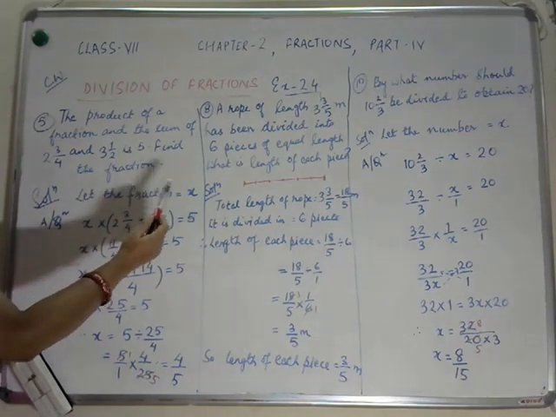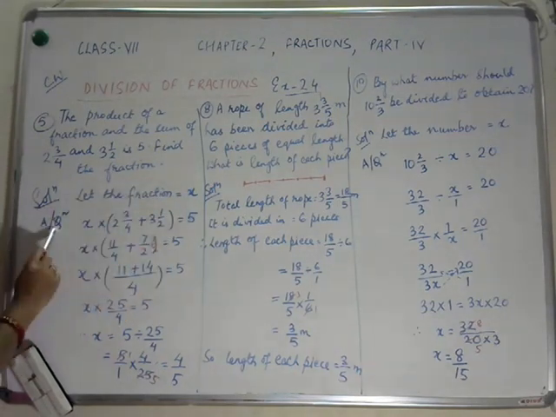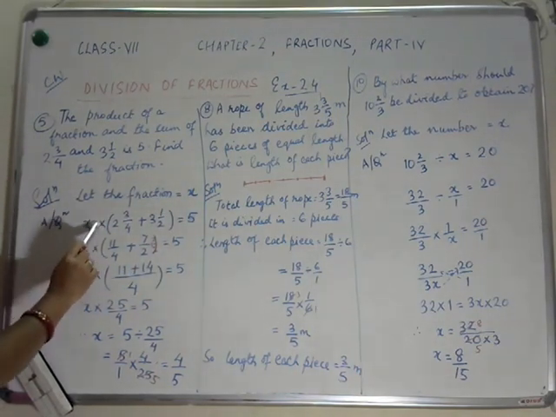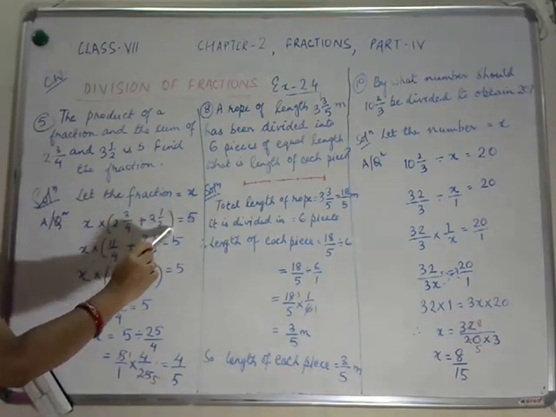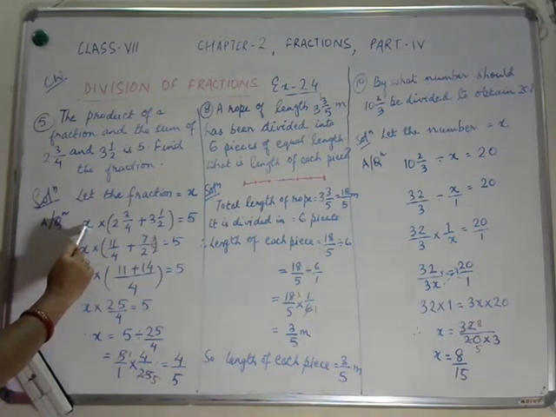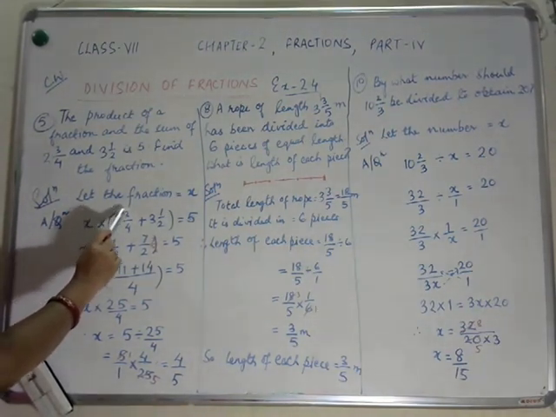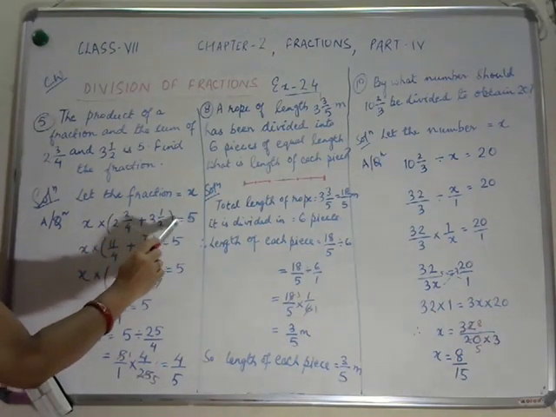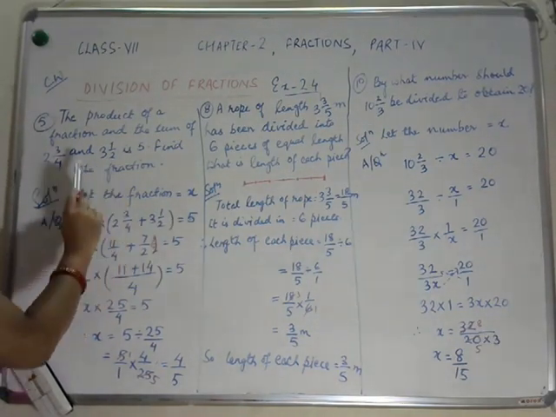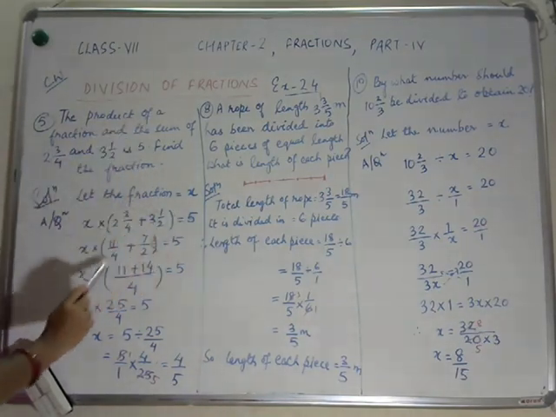Let the fraction be x. Now according to the question, product means multiplying the sum of two fractions into the unknown fraction. So the equation will be x into 2 whole 3 by 4 plus 3 whole 1 by 2 is equal to 5. It's given in the question. The product and sum is equal to 5.